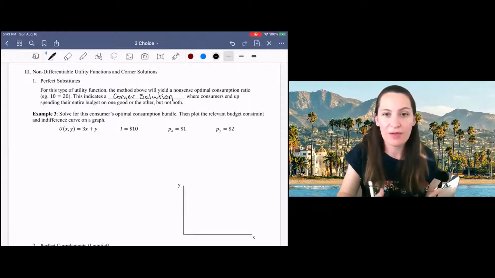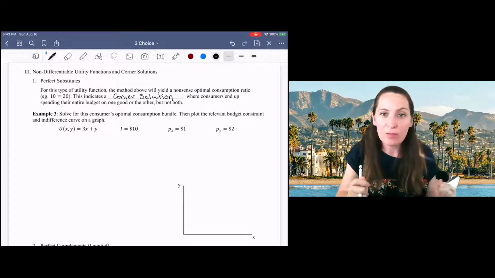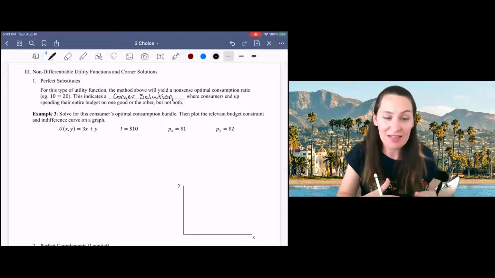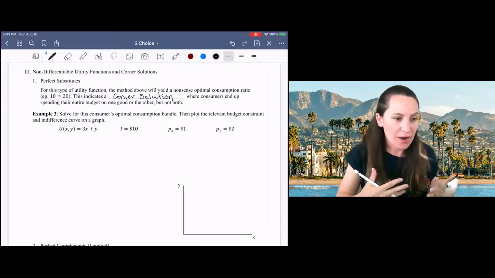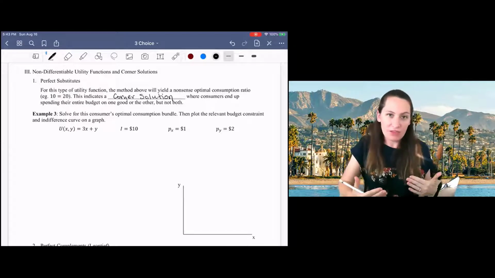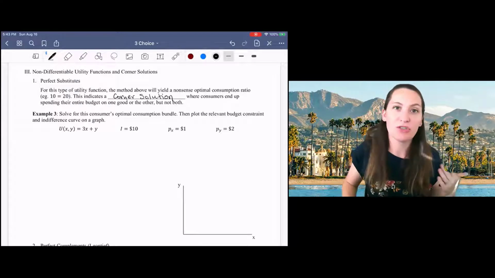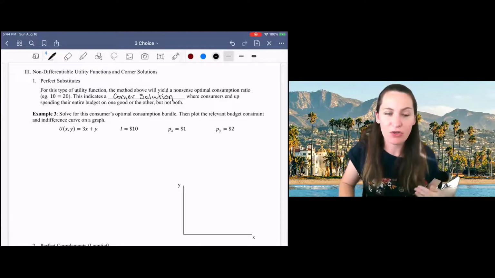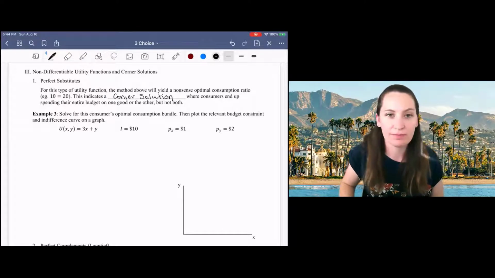And that makes sense because here we have perfect substitutes. We can consume them in place of one another, so we just want to pick whichever one is best for us and just buy all of that one. So I want to show you here that the Lagrange method doesn't work, and then I'll show you how to find the optimal choice for this consumer.